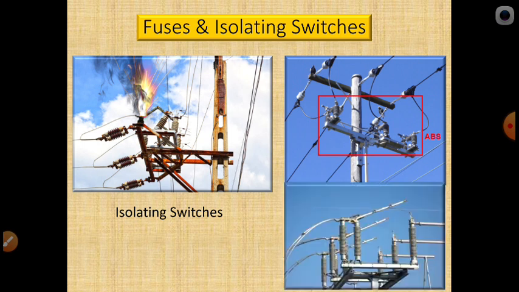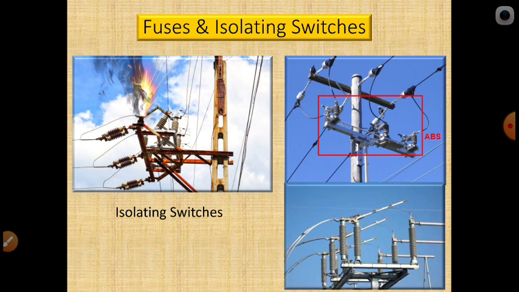You can see here fuses and switches. Here AB switches are generally used. These isolators are generally used in substations. You can see in the substation, single break isolators and double break isolators are generally used. So what is the purpose of this one?